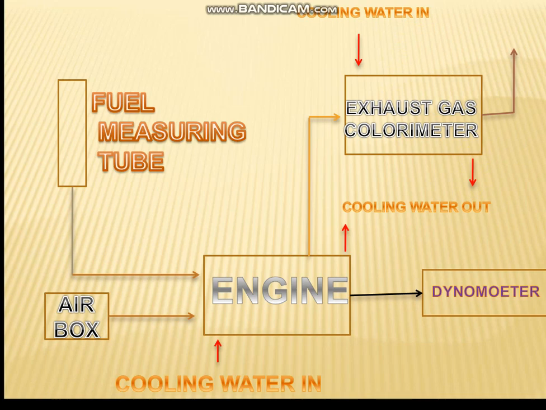So we have the dynamometer, the exhaust gas calorimeter, the fuel measuring tube, which we call the burette in our lab, and the airbox method to measure the mass flow rate of air. All this we will see in detail in the heat balance sheet. In the heat balance sheet, we see what the heat input is and what the various types of losses are. The losses are heat losses in cooling water, heat losses in brake power, heat losses in exhaust gases, and heat losses in piston cooling oil. We will see all these types of losses in detail.